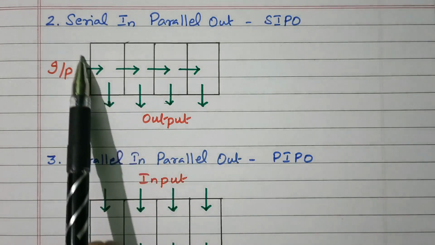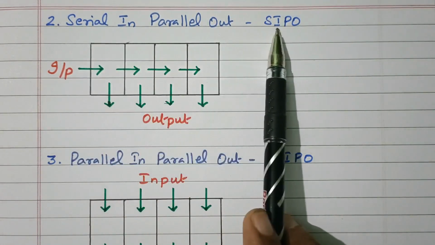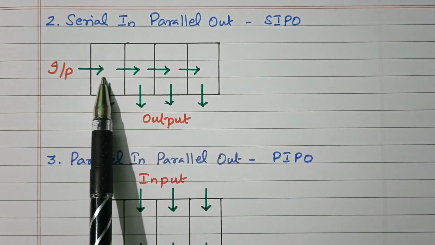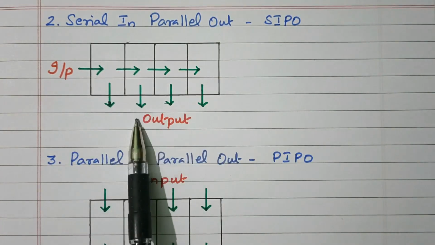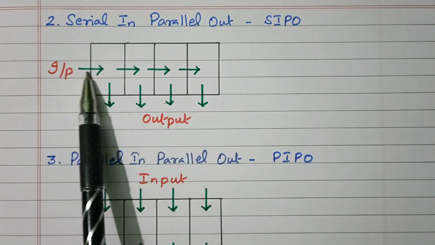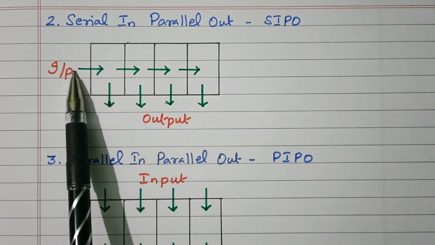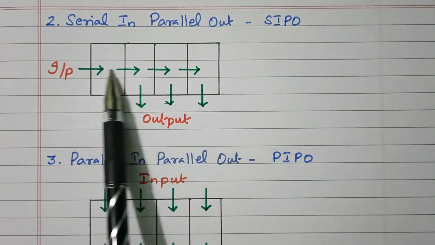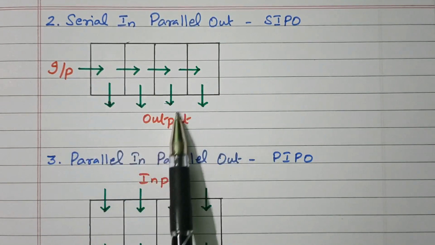So the second type is serial in, parallel out, SIPO. See, the data is entered serially and the data comes out in parallel. Parallelly it is going out. In the previous one, serial input, serial output. Here the data is given serially, but the data is taken out in parallel.